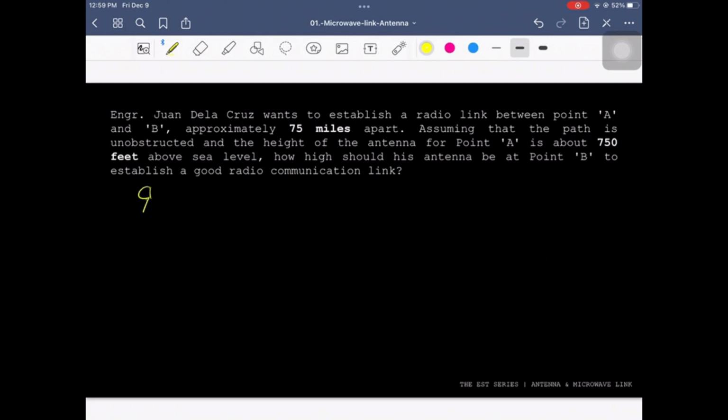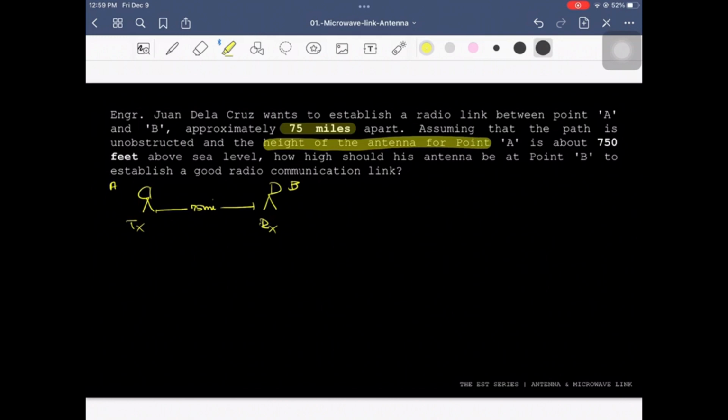Okay, so we have here the transmitter antenna and a receiver antenna. And these antennas are respectively located at points A and B. And sabi sa problem, the distance between these two is 75 miles. And aside from that, we are also given the height of the antenna for point A, which is about 750 feet. So again, natin yung 750 feet. Okay, so we are not given the height of the antenna at point B, so lagyan natin yung X.